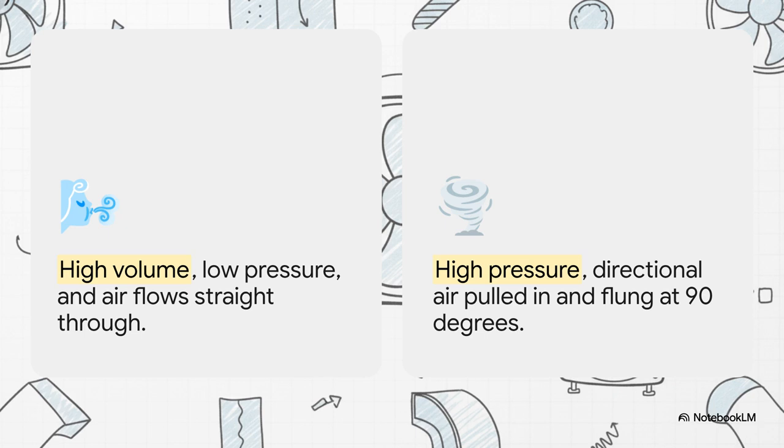On the right, we have centrifugal fans, or blowers. These guys pull air into the center and literally fling it out at a 90-degree angle. This creates a highly directional, super high-pressure airflow that can be forced through really long ducts. They're heavier, for sure, but much quieter.